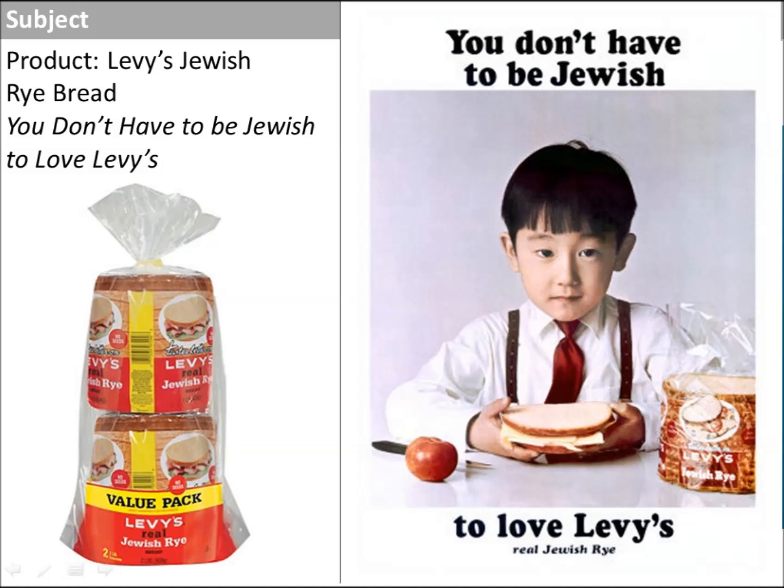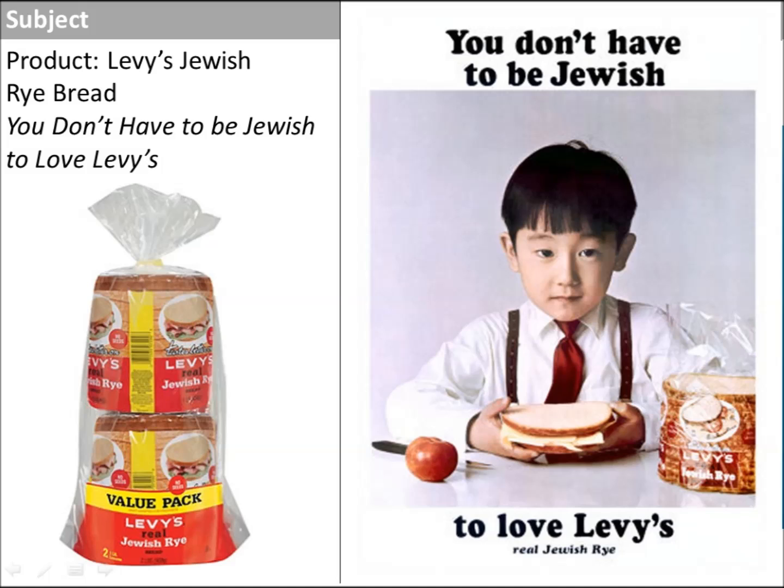Now, sometimes, as in the ads here that we're going to look at, they're pretty obvious messages, but be aware that there are always messages being conveyed. It's just a matter of how out front they are about those ideas. So the first ad is for a product, Levy's Jewish Rye Bread. And the slogan was, "You don't have to be Jewish to love Levy's." And if we look at the ad, we are immediately struck by the subject. We have this sort of adorable, preppy-looking Asian boy who's about to dive into this sandwich with this Jewish rye bread on either end.